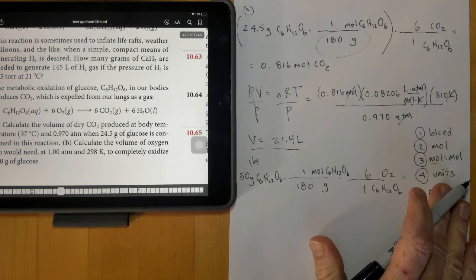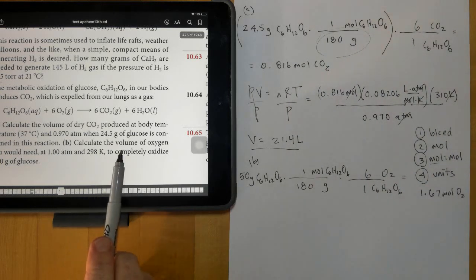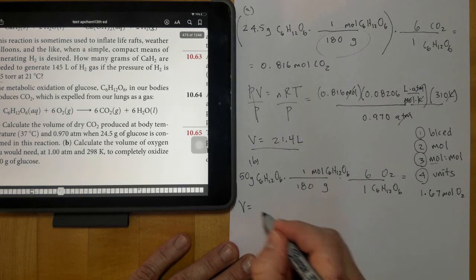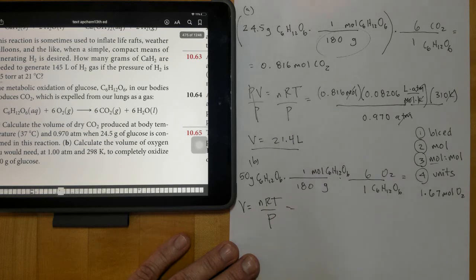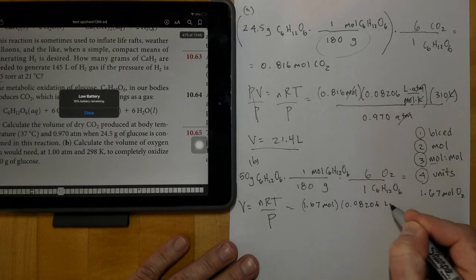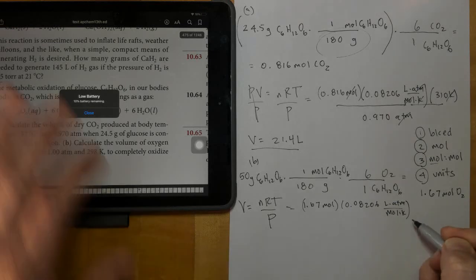Now, if it asked for just moles of oxygen that are produced, we'd be done. But it doesn't. It asks for specific units. It asks for liters or for volume right here. And so we're going to have to use PV equals nRT again, and V is equal to nRT divided by P right here, and our moles are 1.67 moles. The R, careful what units you're using for pressure, and it's atmospheres, so that's going to be 0.08206 liters times atmospheres per mole times Kelvin.